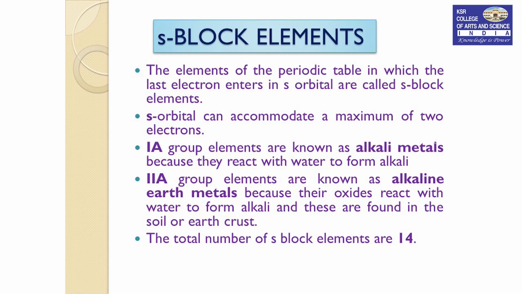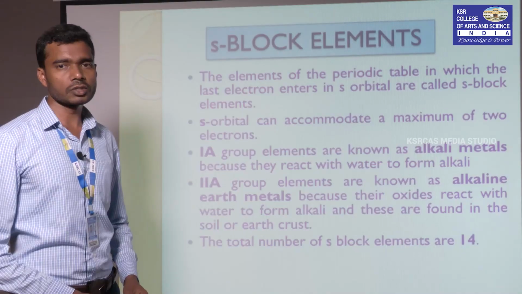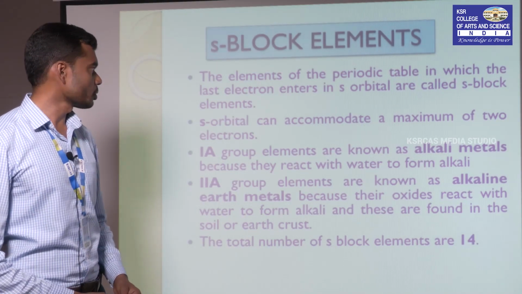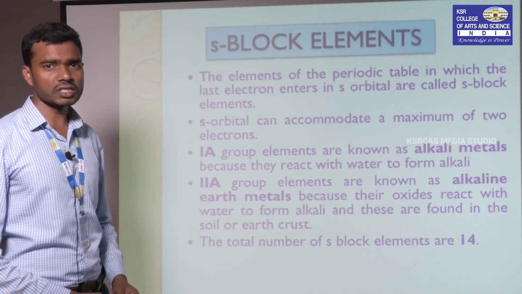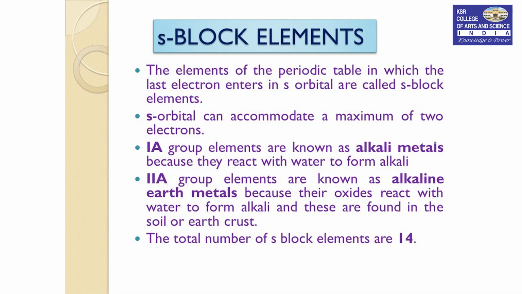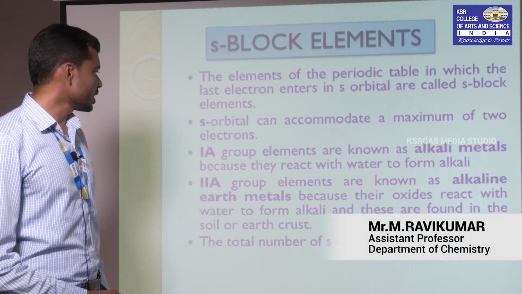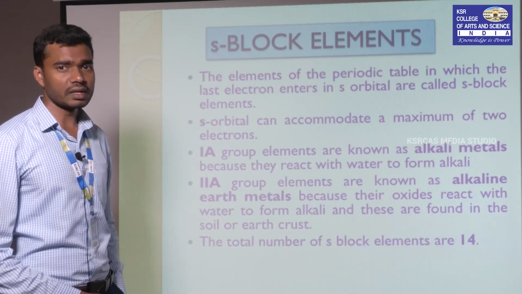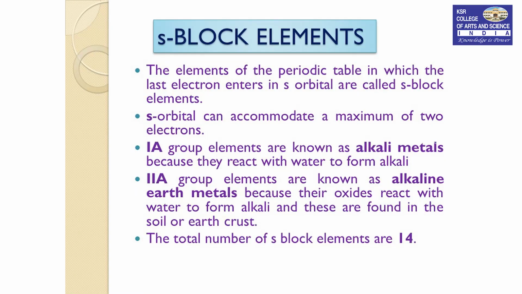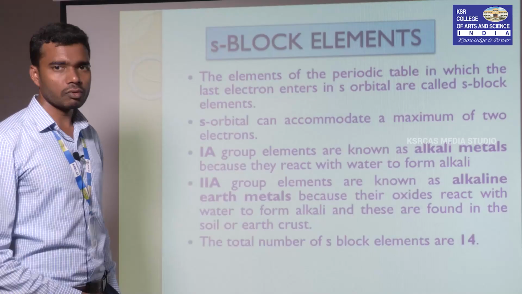In S block elements, the last electron entered into the S orbital. Usually S orbitals can accommodate a maximum of 2 electrons. 1A group elements are also known as alkali metals because the alkali metals react with water to form alkalis. Second, 2A group elements are also known as alkaline earth metals because their oxides react with water to form alkalis. The total number of S block elements is around 14 elements.